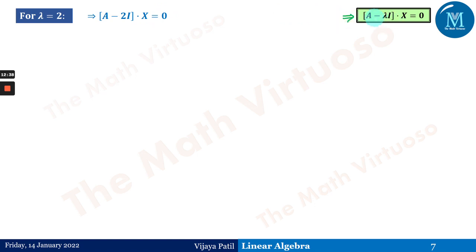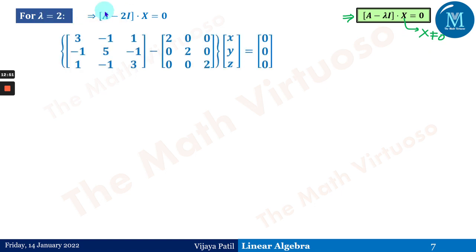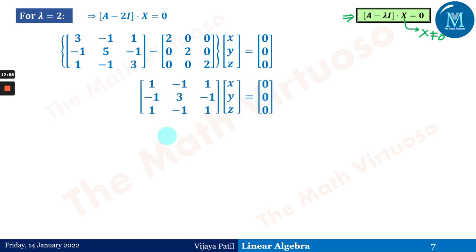So it is A minus lambda times I into X equals 0, where this X cannot be 0. Please remember this. And the value of lambda is 2. Therefore this will give you this one. Then a small subtraction of these matrices will give us this matrix. Now observe here, the lambdas in this case are 2, 3, 6, so this value 2 is not repeated.